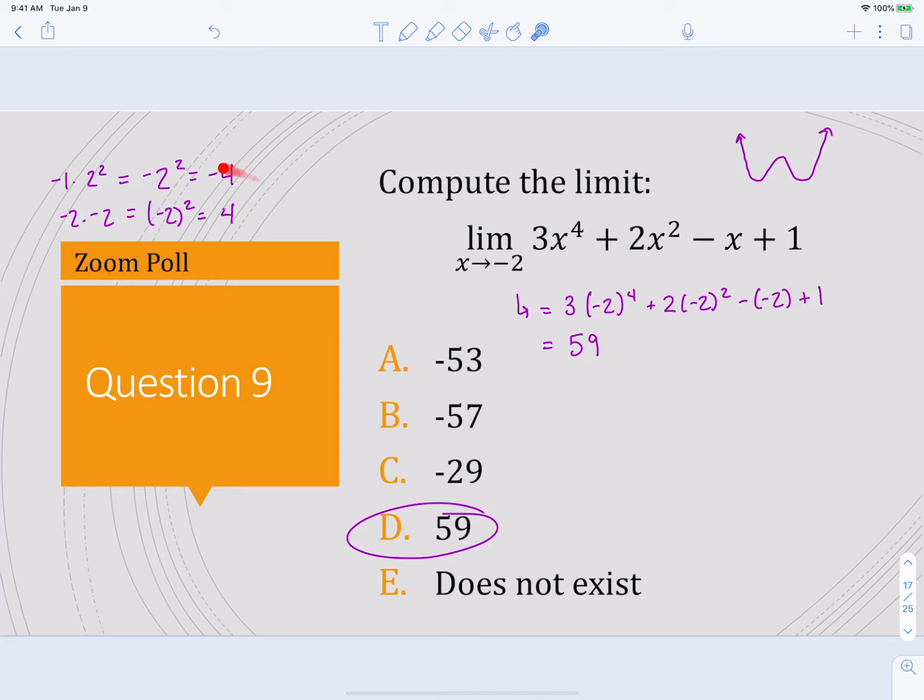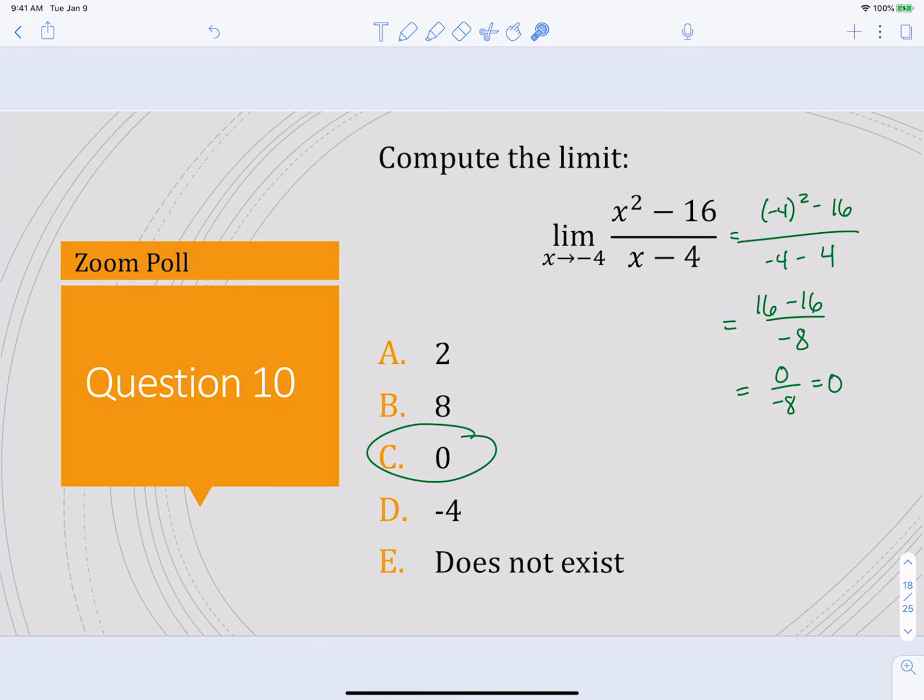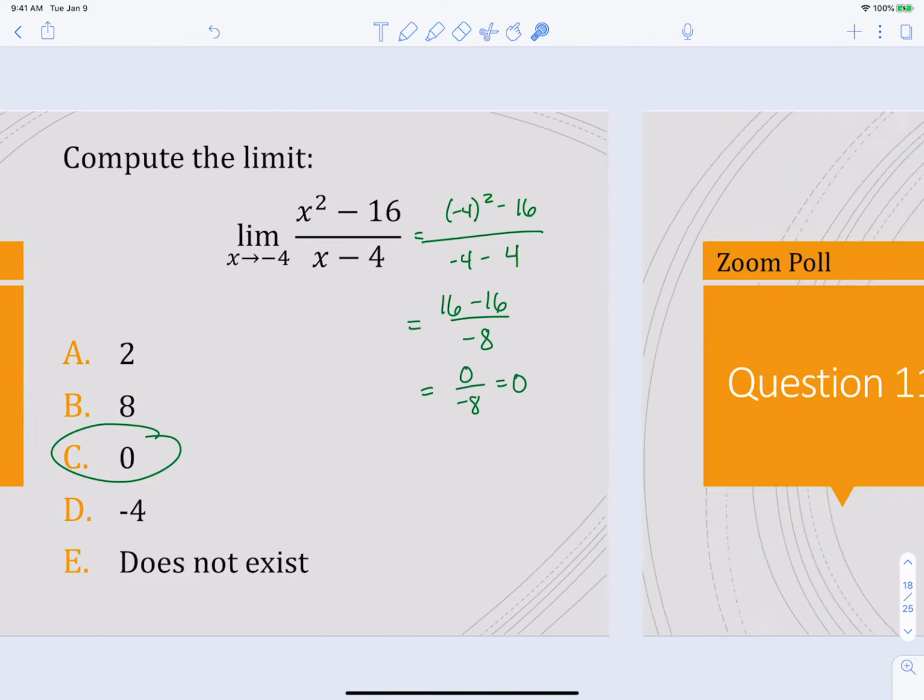We do want to be a little bit careful with our calculator and make sure that we get parentheses around any negative numbers that we're squaring or raising to a positive power. We had the same type of question here with the limit as x was going to -4 of this rational function. We should always try plugging the number in first and seeing what happens. In this case, we get 0 divided by -8, which is totally fine, which is 0.